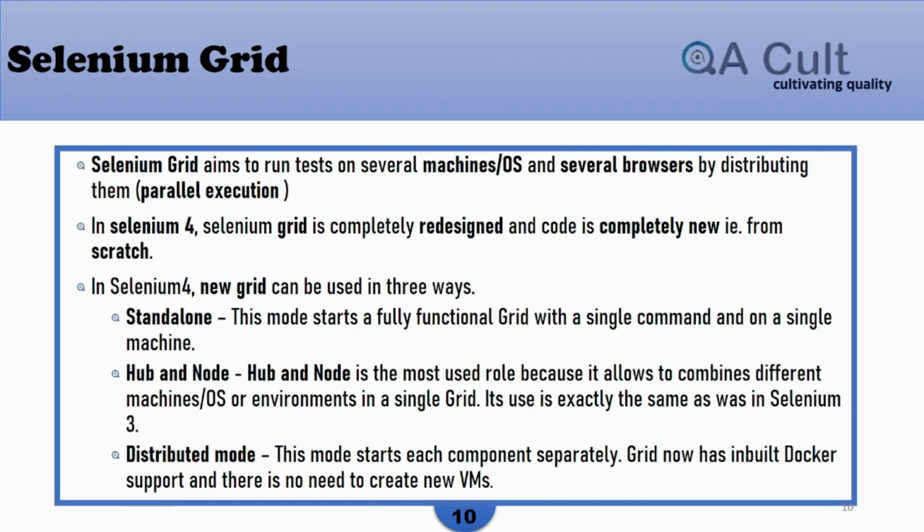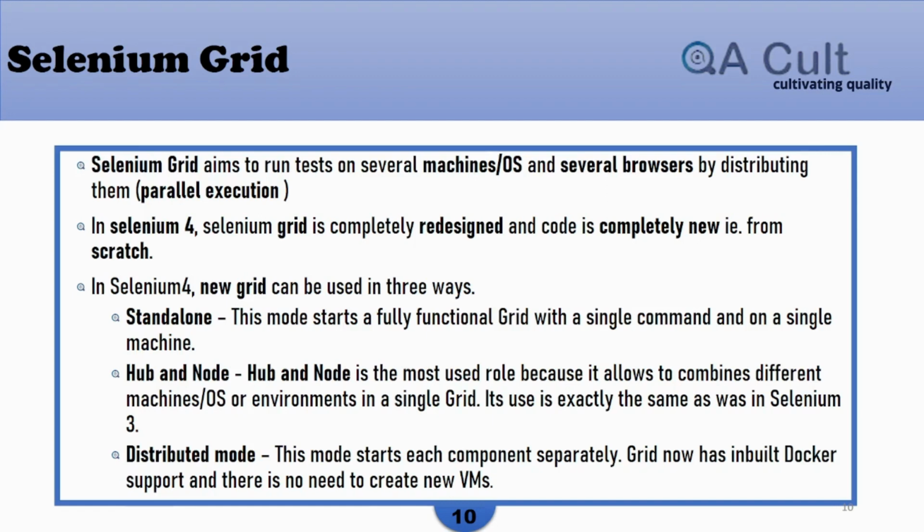In Selenium 4, Grid can be used in three ways. There is a standalone mode, there is a hub and node mode, and there is a distributed mode, as compared to Selenium 3, where there was only one mode, hub and node. Now in the standalone mode, this mode starts a fully functional grid with a single command and on a single machine. So now you can run the Selenium Grid on one machine.